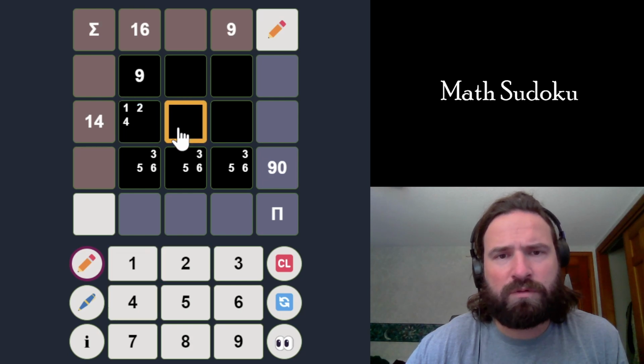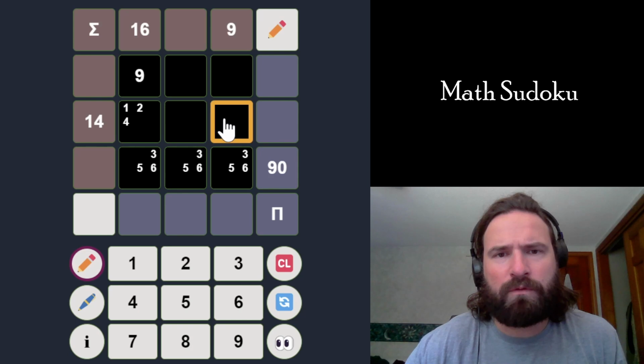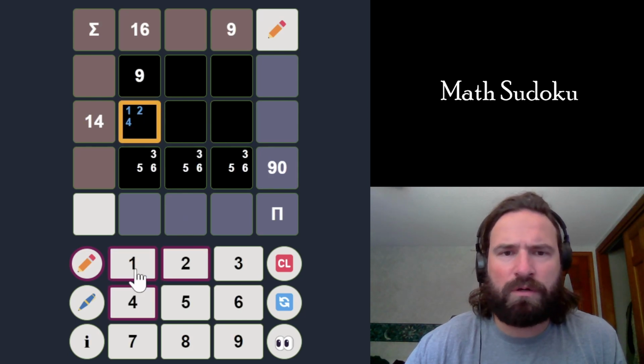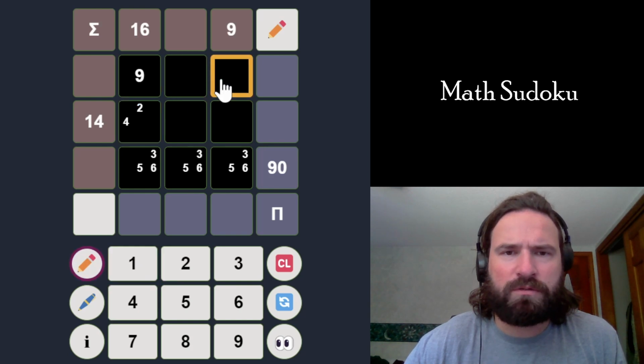Could it be a 2? Can I add to 12? 4 and 8 would work. 2, 4, 8 would work. So presumably 4, 2, 8 would work. So this can't be a 1. I just figured that out. So now 1 is restricted to one of these two.